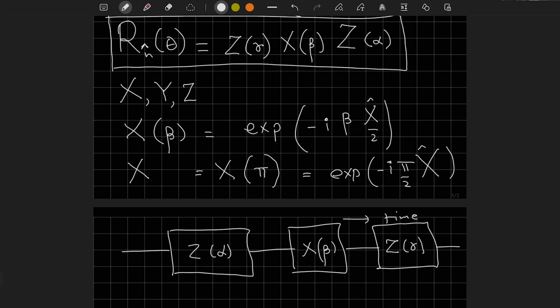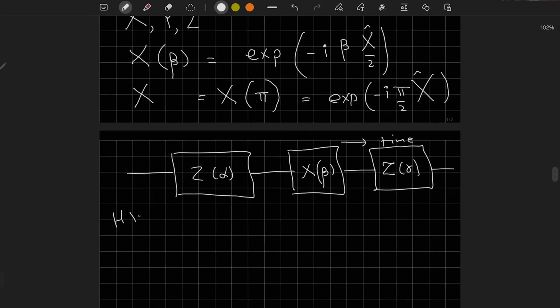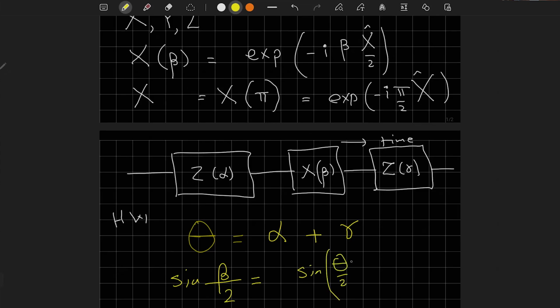Anyway, this is the scheme that we're going to follow, and probably as homework, you might like to verify that if I would like to achieve a rotation of theta, then my theta must be equal to alpha plus gamma, and sine of beta over 2 equals sine of theta over 2 times sine of alpha.